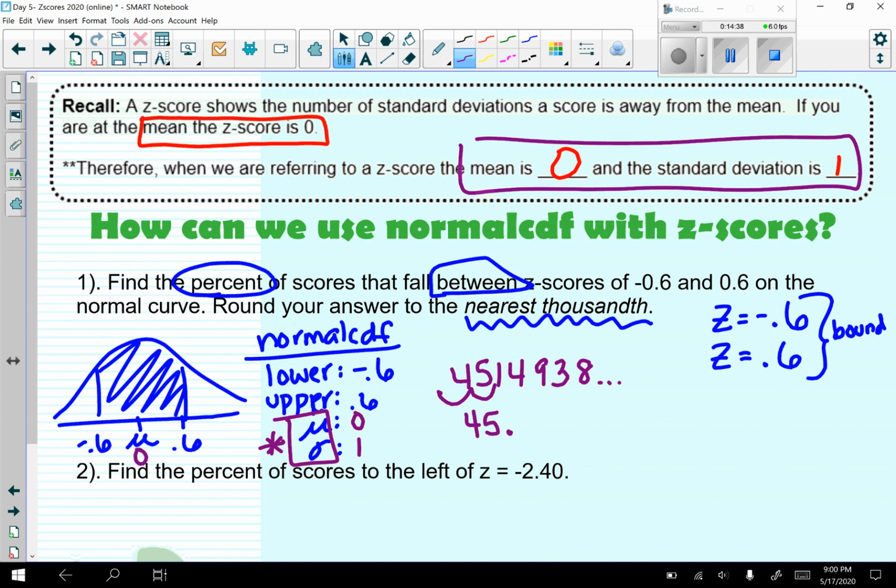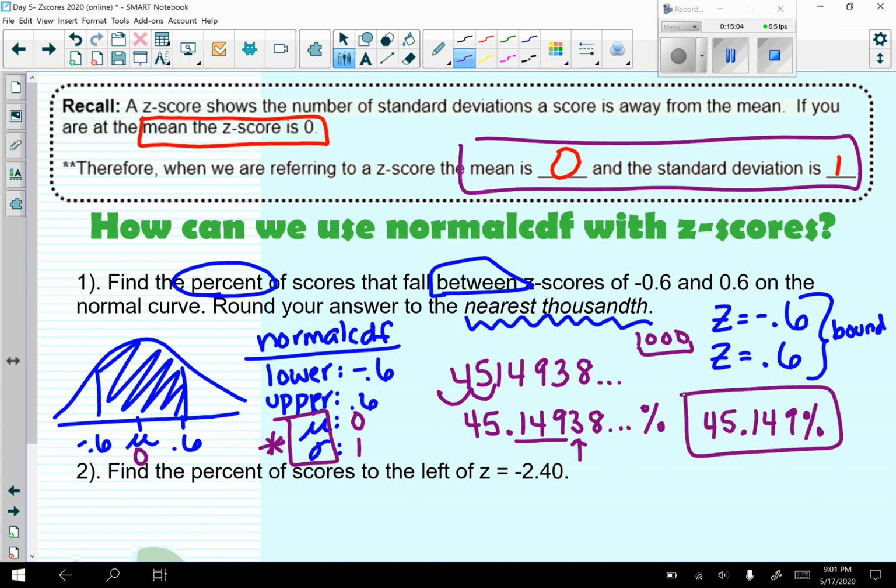I want a percent, so I'm going to move it 2 places. So 45.149338 and so on percent. And then nearest thousandth, I have 3 places. So 1, 2, 3, go 1 past it. The 3 tells me to stay. So 45.149%.